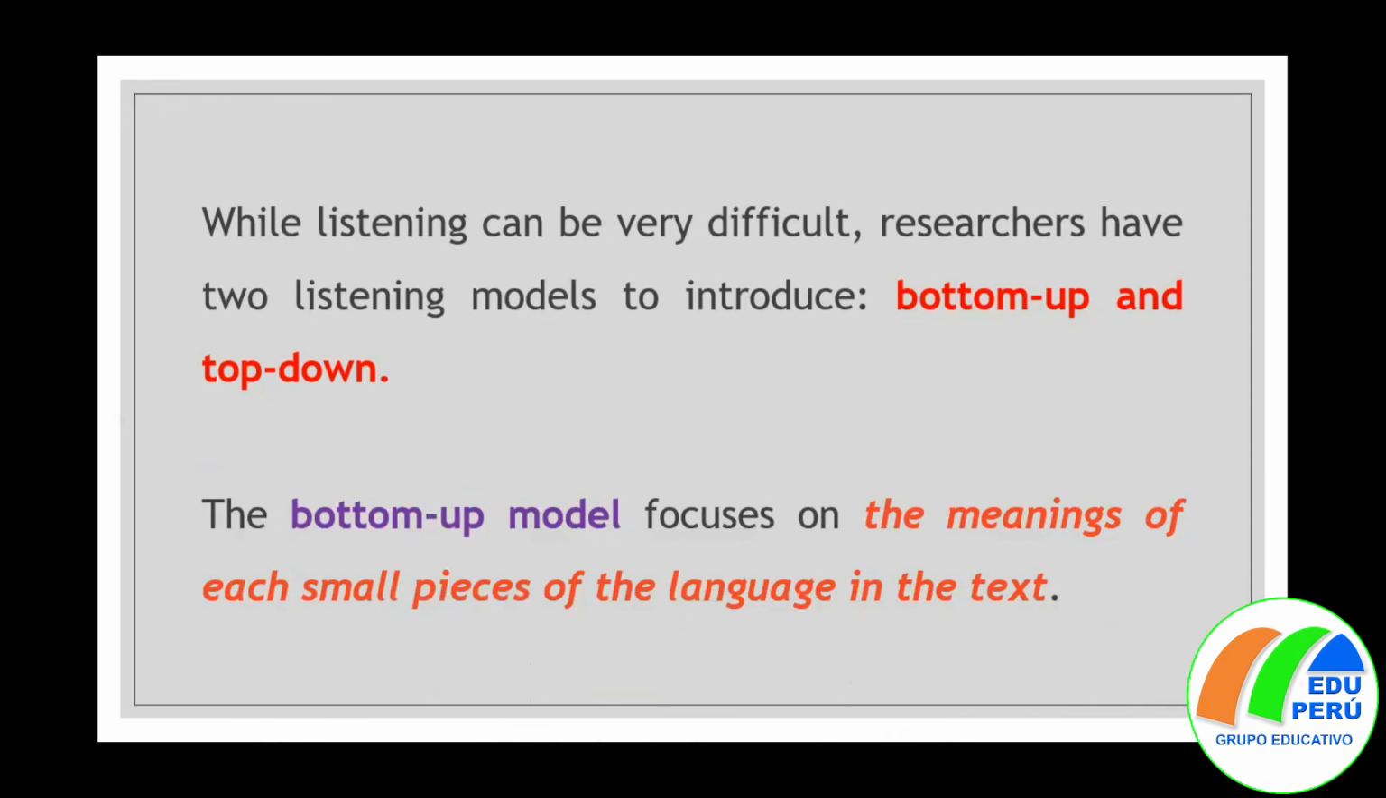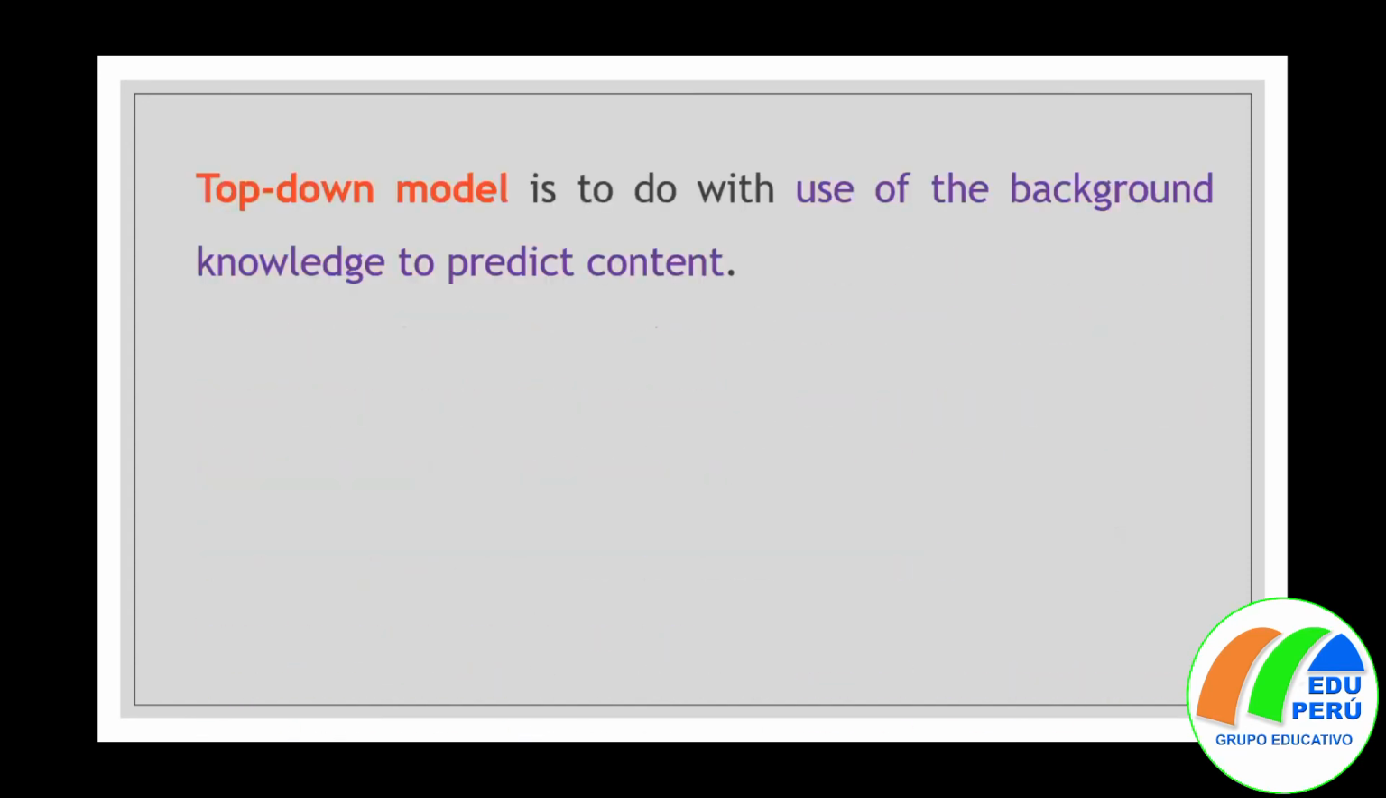The bottom up, remember, this is similar to reading. Now we're just making like a feedback. The bottom up model focuses on the meanings of each small piece of the language in the text. But on the other side, the top-down model is to do with the use of background knowledge to predict content.